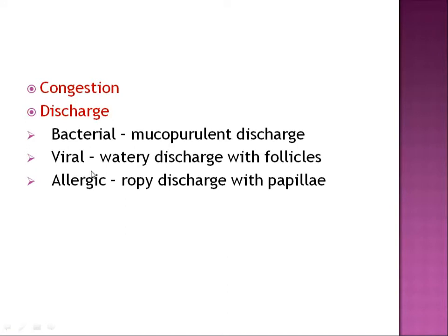Next is viral. In the viral infection, you'll see a watery discharge. If you check the palpebral conjunctiva, you will find follicles. So basically a watery discharge and the patient is having follicles, that gives you the presence of a viral conjunctivitis. This might be associated with systemic symptoms, like the patient may have fever or may have some amount of pain in the preauricular region because of the involvement of the lymph nodes in that particular area.